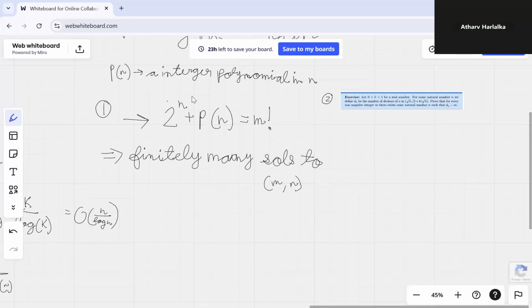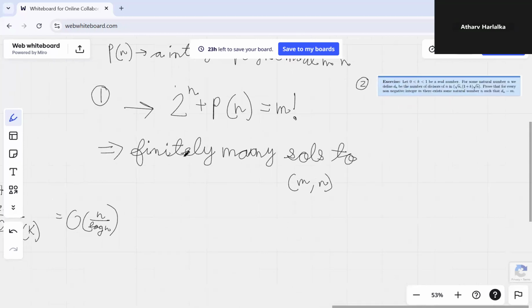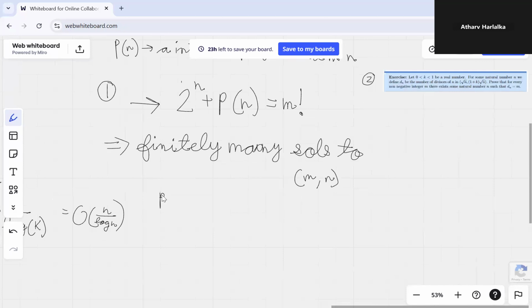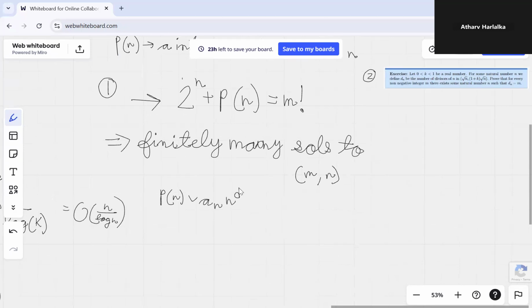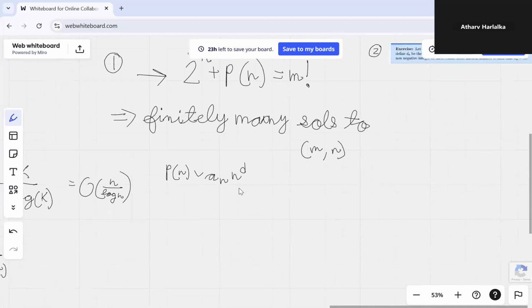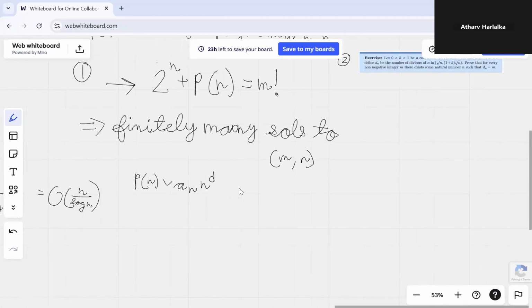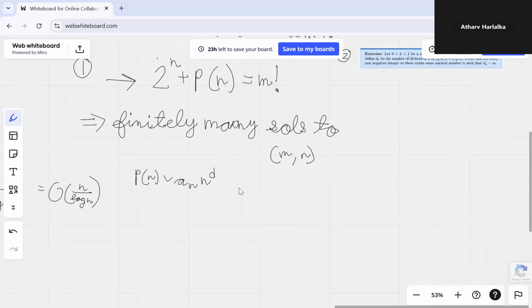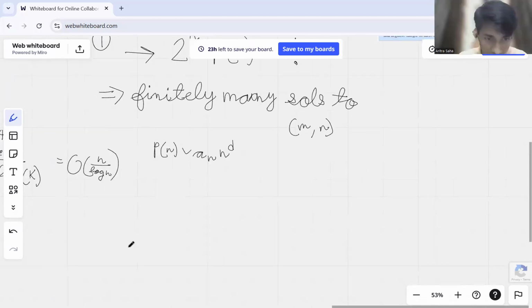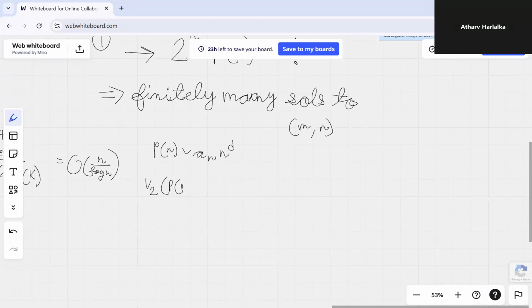Say P of n has degree d. We know that V2 of P of n is something like d log n, because it's bounded by a_d n to the d. So V2 of P of n is at most log 2 of P of n. Like V2 of anything is at most log 2 of it. So it's something like d times log n.